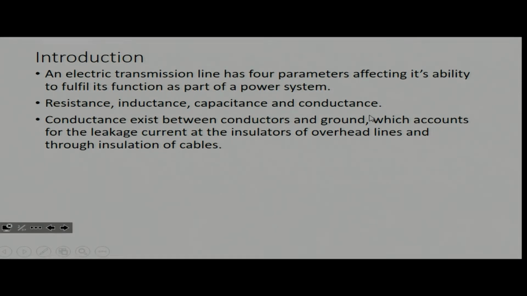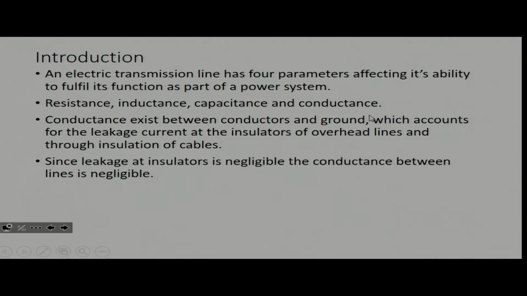Conductance exists between conductors and ground, which accounts for leakage current at the insulators of overhead lines and through the insulation of cables. Since leakage at insulators is negligible, the conductance between the lines is also negligible.